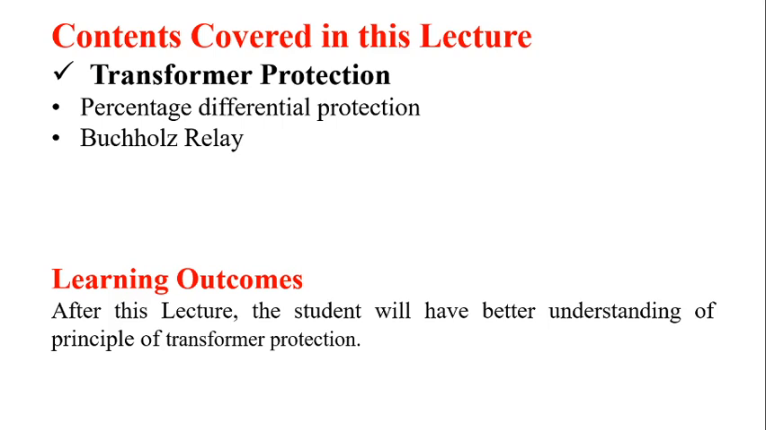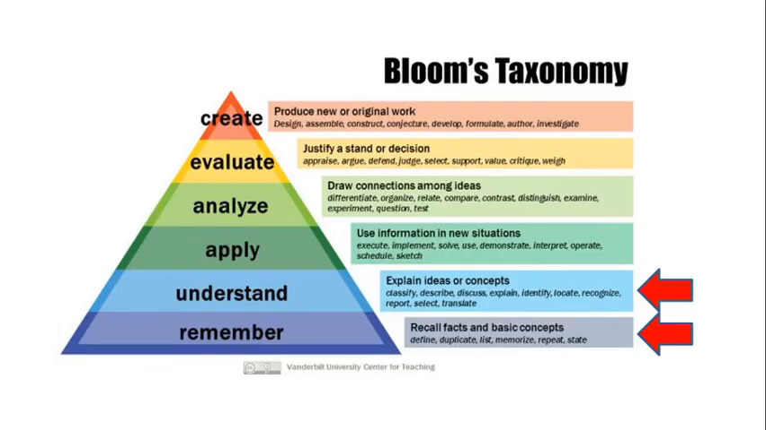After this lecture, the students will have a better understanding of the principles of transformer protection. What are the different types of faults that occur in the transformer, how the protective scheme is employed for the transformer, what is the meaning of percentage differential protection, how it operates, what is a Buchholz relay, for what purpose the Buchholz relay is introduced into the transformer, and what is the principle of the Buchholz relay. All these points the students are going to understand after this lecture. As per Bloom's taxonomy, today's concept comes under the remember and understanding category, levels L1 and L2.